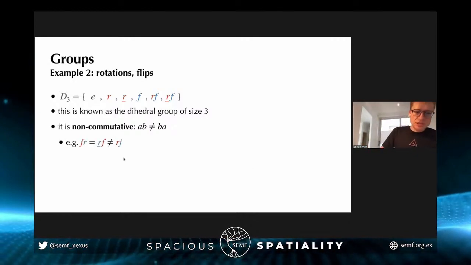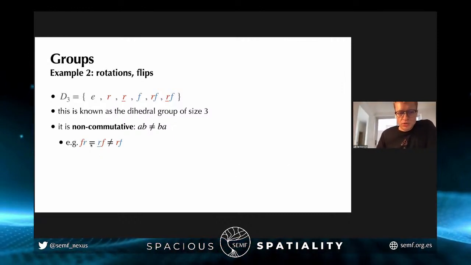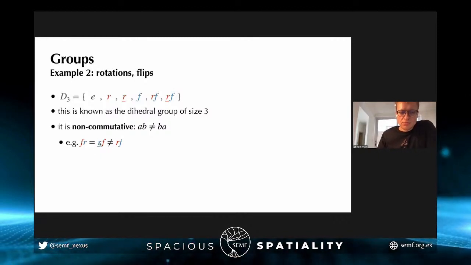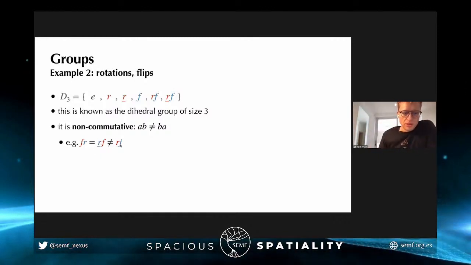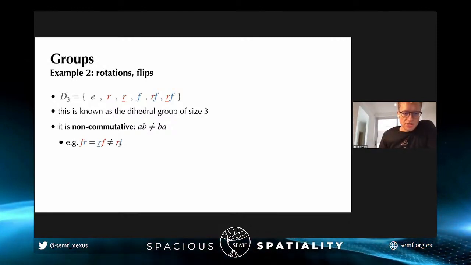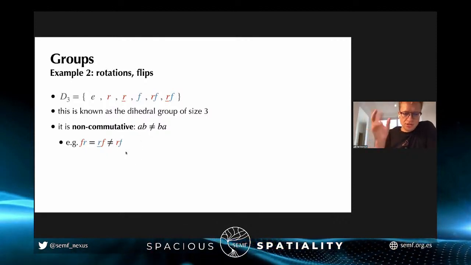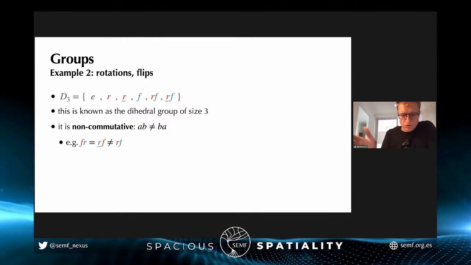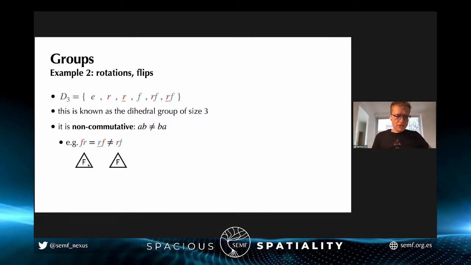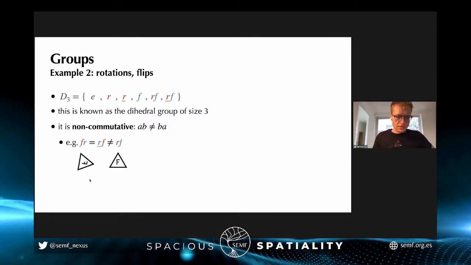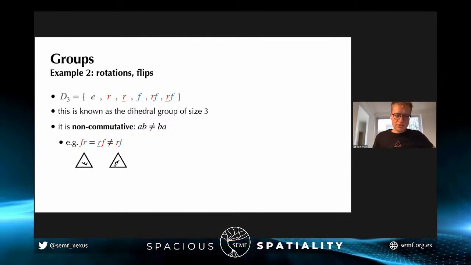For example, flipping and then rotating. As we saw, one of those equations was that flipping and rotating is the same as rotating in the opposite direction and then flipping, which is not the same as rotating and then flipping. So order does matter, right? You can't just decide what to do without saying what order to do it in. Let's see that in practice. Here we're going to flip and rotate, and in this one, we're going to rotate and then flip. We get different things.